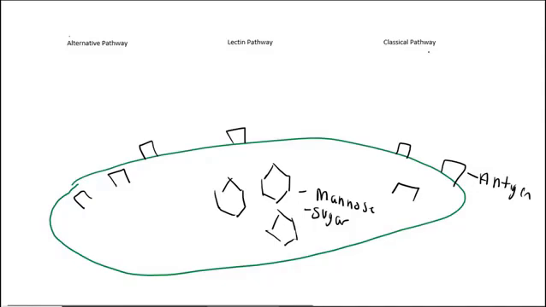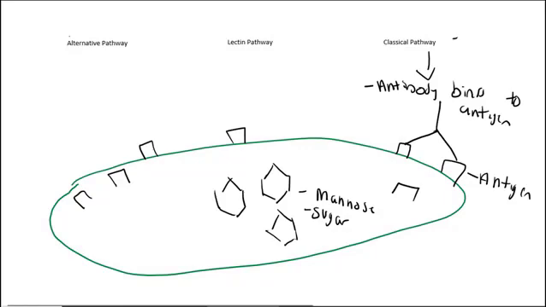Let's start over here with the classical pathway. The classical pathway gets activated when an antibody binds to an antigen on the cell surface. So this gets activated when an antibody binds to the antigen. When this happens, it causes the formation of an enzyme called C3 convertase. C3 convertase forms whenever an antibody binds to an antigen on a bacterial cell. So that's the classical pathway.